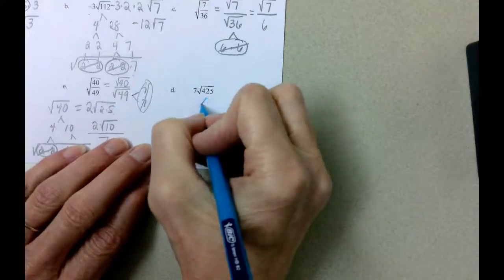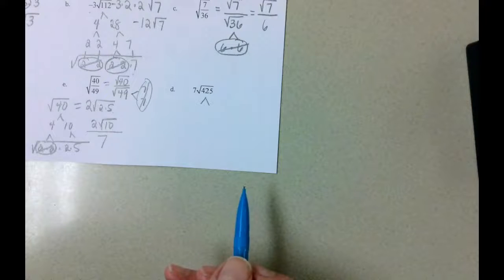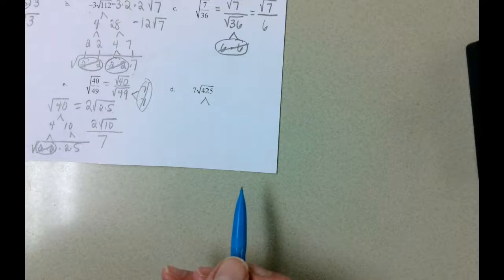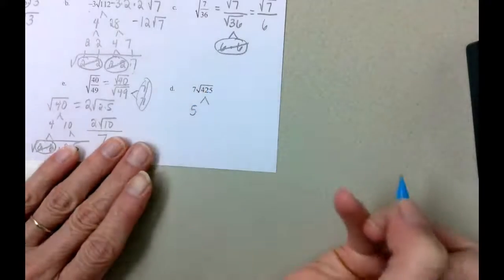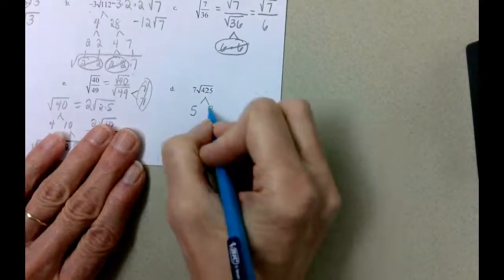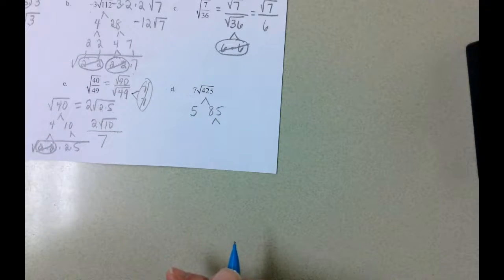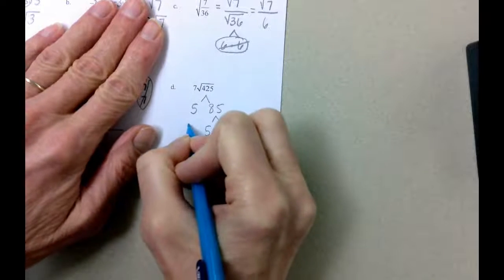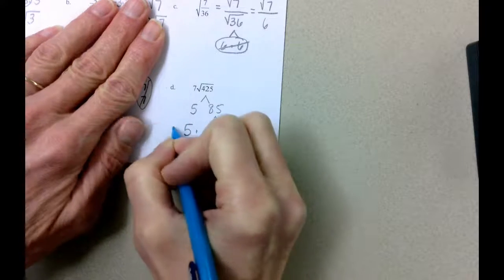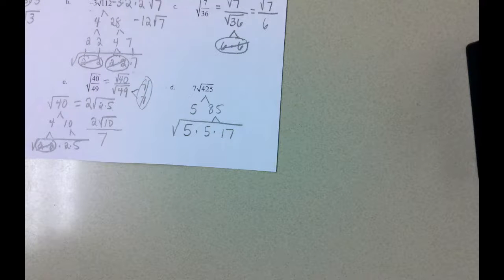Lastly, this is 7 times the square root of 425. So we need to figure out something that goes into 425, and I'm going to pick 5. And it's 5 times 85. If we break down 85, we get 5 times 17. So here's our values. 425 is the same thing as 5 times 5 times 17.